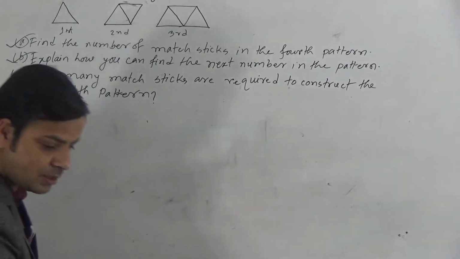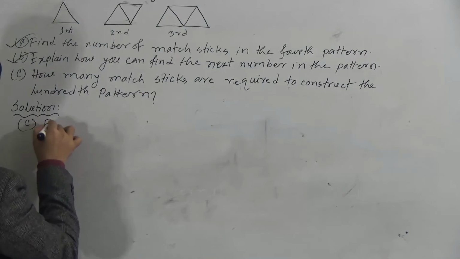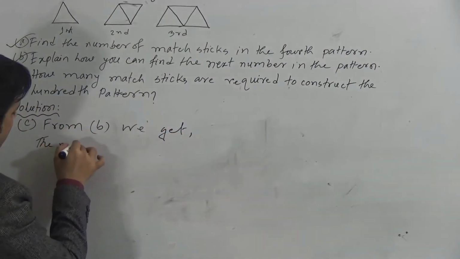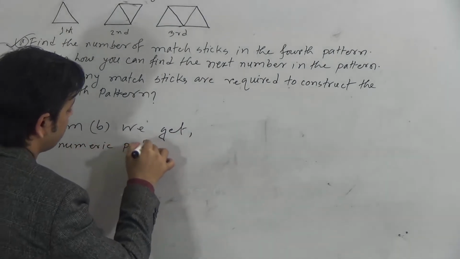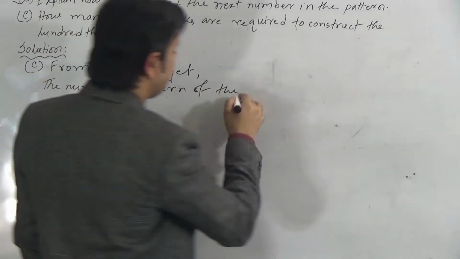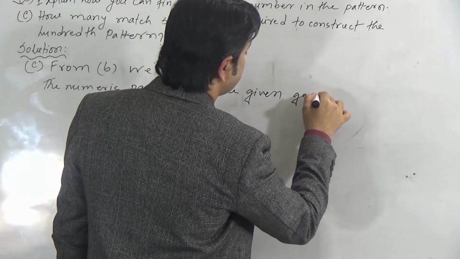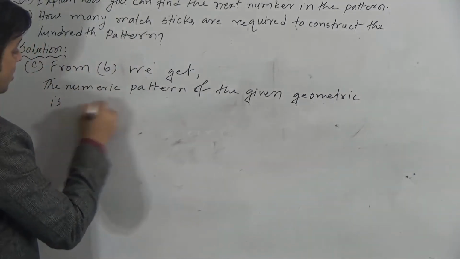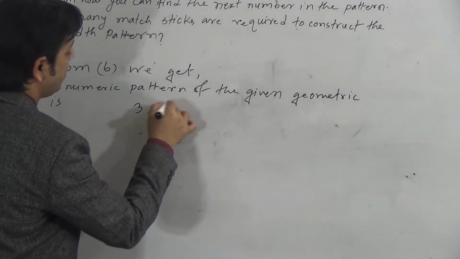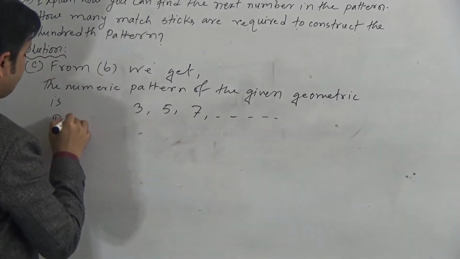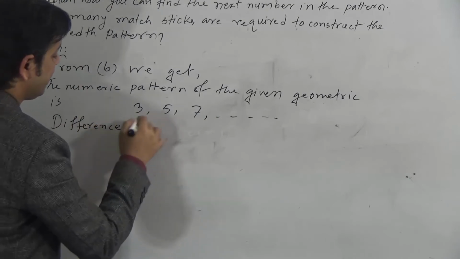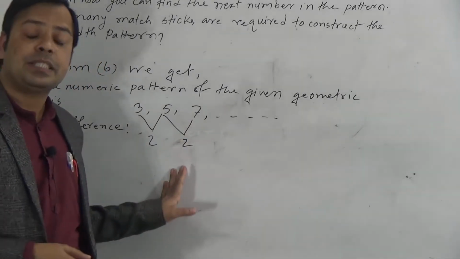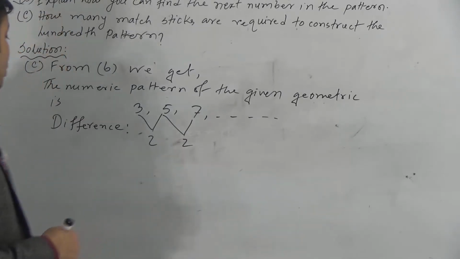From B we get the numeric pattern of the given geometric pattern. The numeric pattern is 3, 5, 7. Here the difference between two consecutive terms is 2. As the difference is the same, we can determine the algebraic expression using this difference. I have shown this technique before.